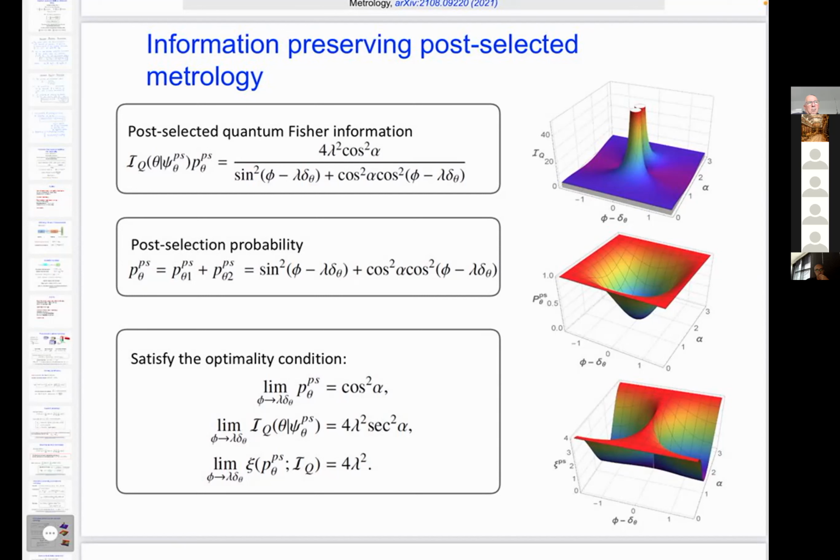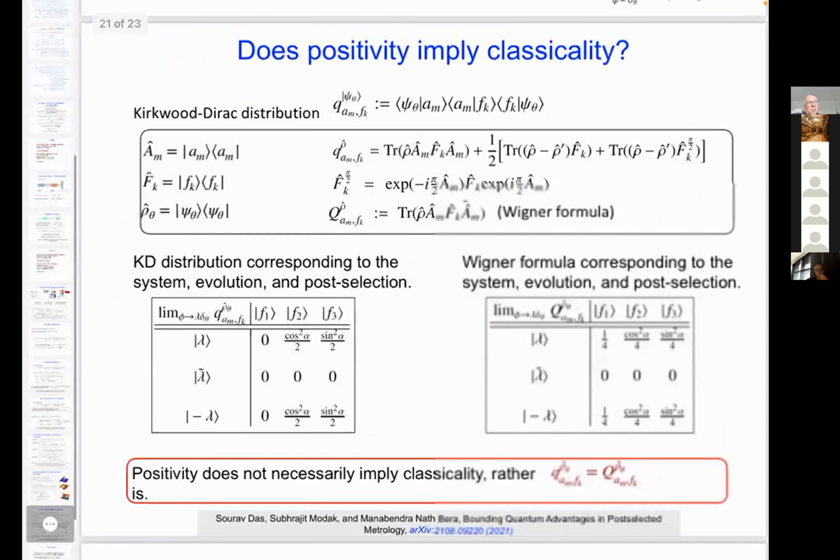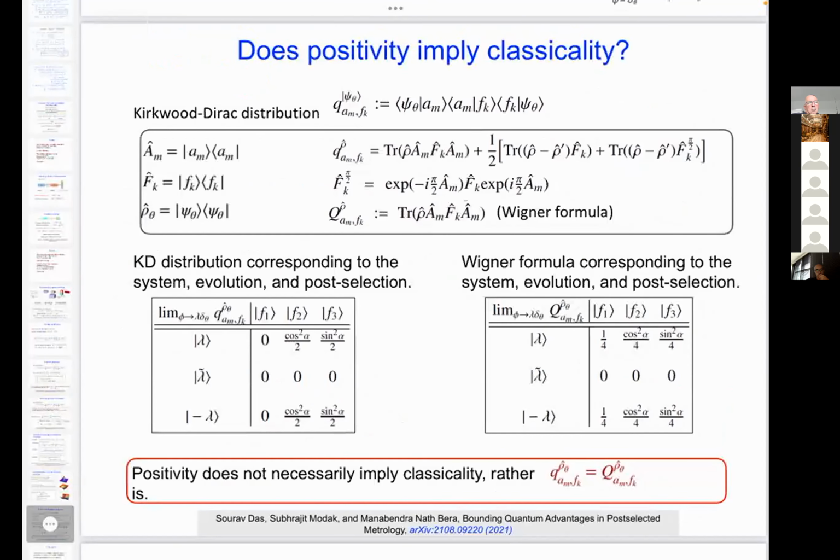So now I will come into the main part of my talk, right? So far, what I have shown you is that when your Kirkwood-Dirac quasi-probability distribution is positive, you can't have any metrological efficiency. So far what the literature suggests is that if you want to have any notion of non-classicality, you need to have a negative element at the level of your quasiprobability distribution, right?